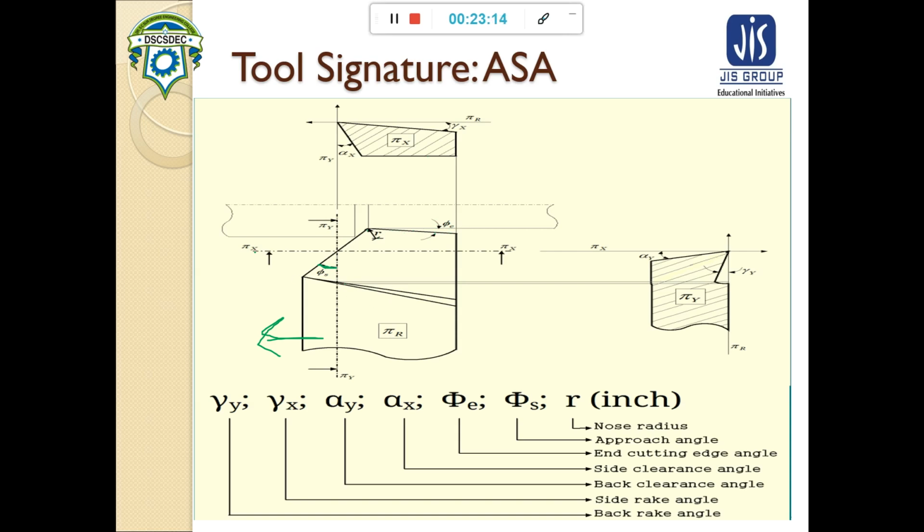Now if we see the workpiece from here, if we see the system from here, what we can see is the tool like this.